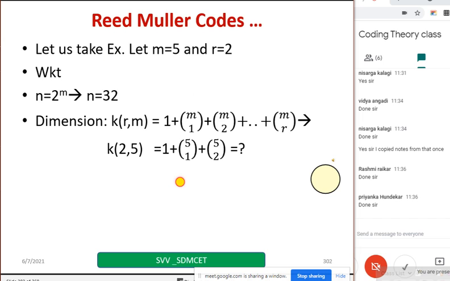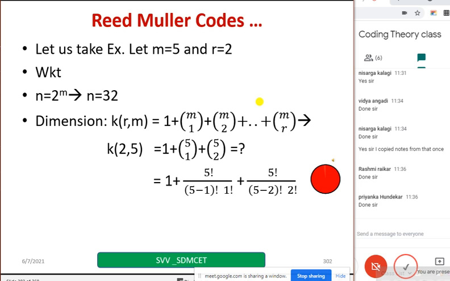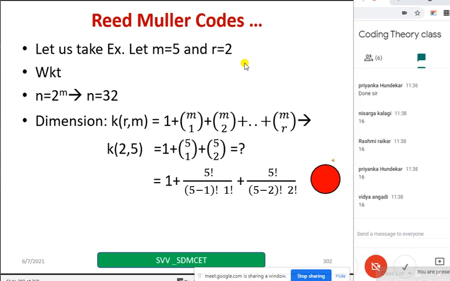5 factorial divided by (5 minus 1) factorial into 1 factorial, like that you just write down. I will give you 1 minute. Write down 1 plus 5 factorial divided by (5 minus 1) factorial into 1 factorial, plus 5 factorial divided by (5 minus 2) factorial into 2 factorial. I want you to write the answer in the chat box. Very good. Everybody is getting the same answer, 16. Even I too got a result of 16.